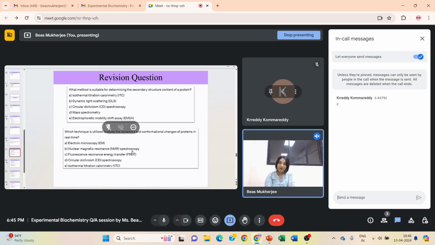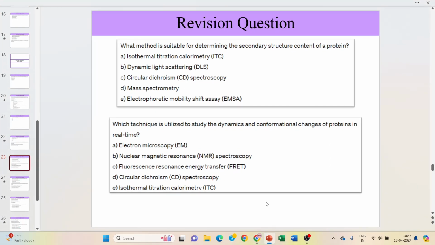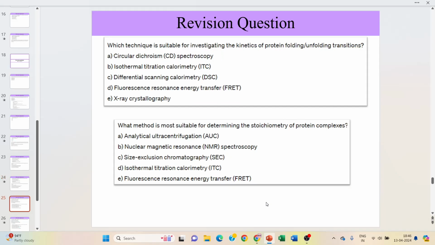So nuclear magnetic resonance would be the right technique to study the dynamics and conformational changes of a protein in real time, because you can see the peak shift in NMR. Okay, so these two are right answers. Good. So we will move on to the next question.